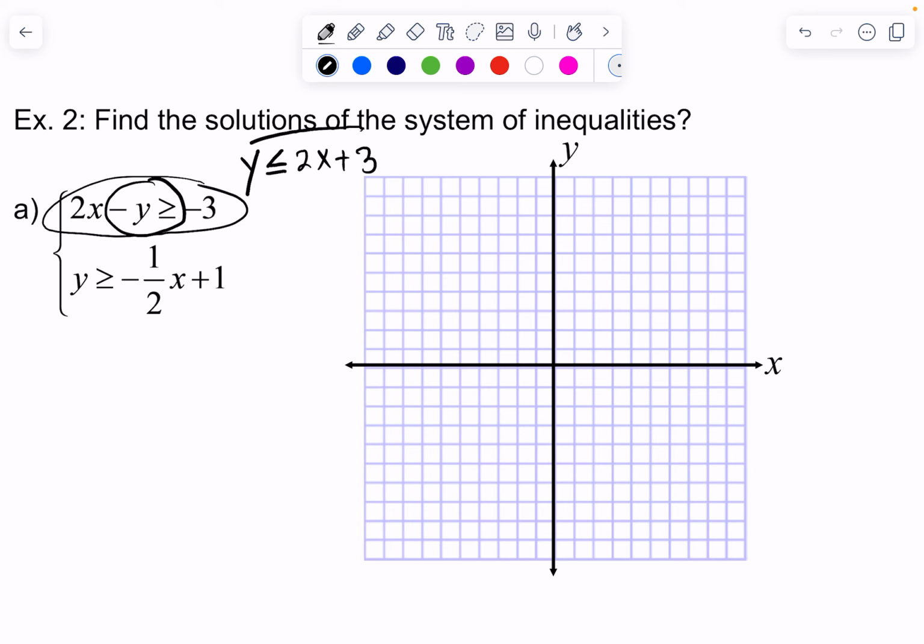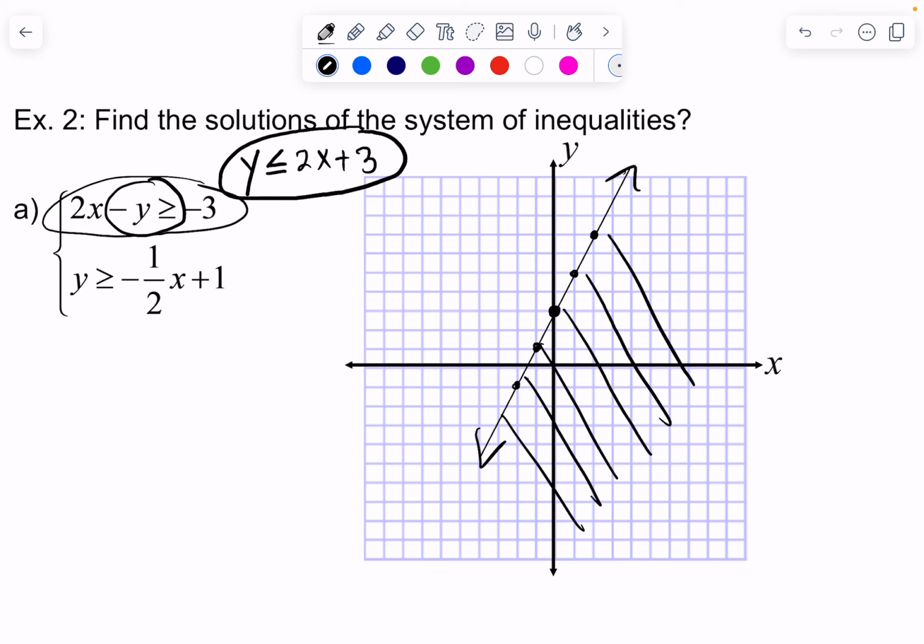So we'll go ahead and stay in black here. The y-intercept is 3. My slope is up 1, 2, 1 to the right, up 1, 2, 1 to the right, down 2, 1 to the left, down 2, 1 to the left. It's going to be a solid line, and it is less than, so I'm going to shade below the y-intercept.